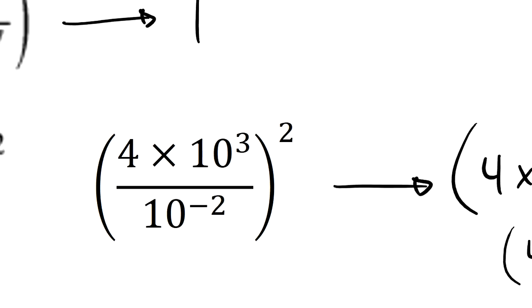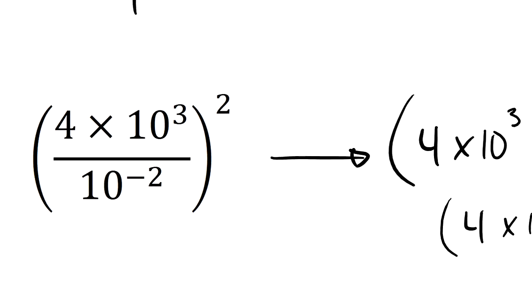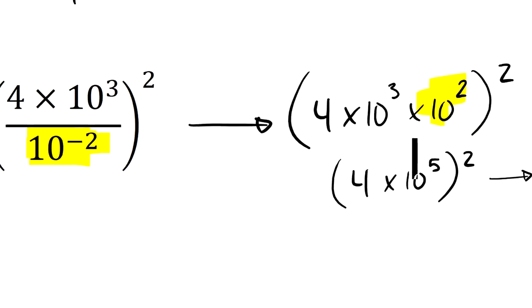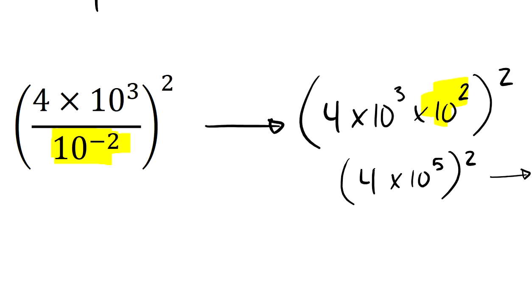For D, I cleaned this up so it looks like this. I'm going to be squaring 4 times 10 to the third over 10 to the negative second power. The first thing I did in this problem was I took the 10 to the negative second power and I ran ahead and put that up in the numerator. So this becomes, let me slide this over here. So it ends up becoming 10 to the positive second power when I move those up into the numerator. And then I can combine those, right?